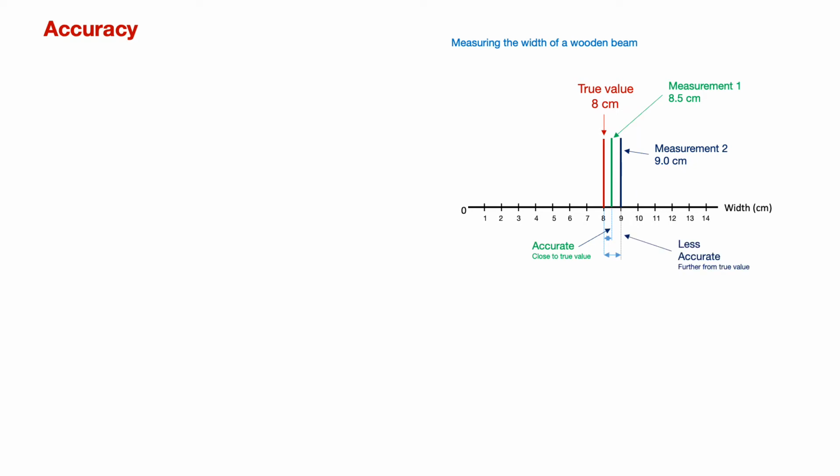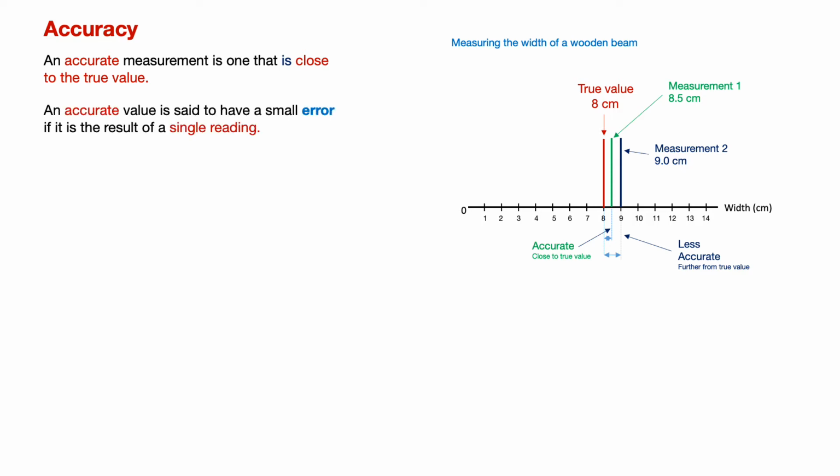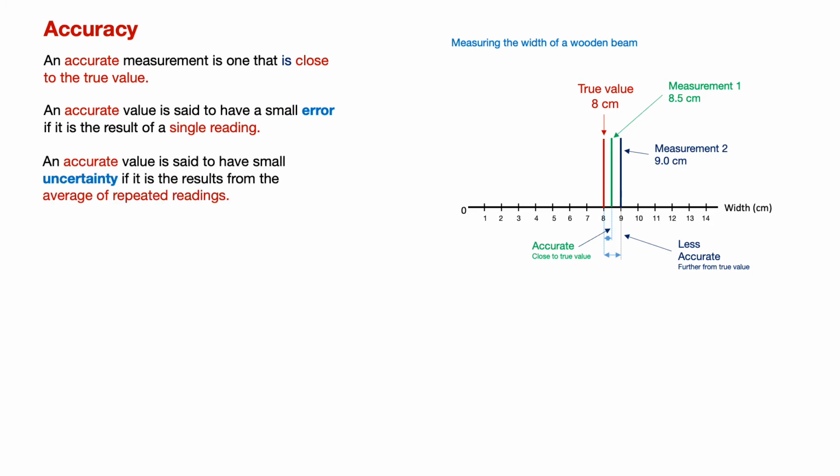So the closer you are to the true value in your measurement, the more accurate your measurement is. And that leads us to a very simple definition of accuracy. An accurate measurement is one that is close to the true value. An accurate value is said to have a small error, and that's if we have a single reading. So when we have a single reading, we've only measured something once, and we're aware of the difference between our measurement and the true value, we call it an error. An accurate value is said to have a small uncertainty if it results from the average of repeated readings. So uncertainty is the technical term used when we have repeated readings which have been averaged and we're quoting the uncertainty.